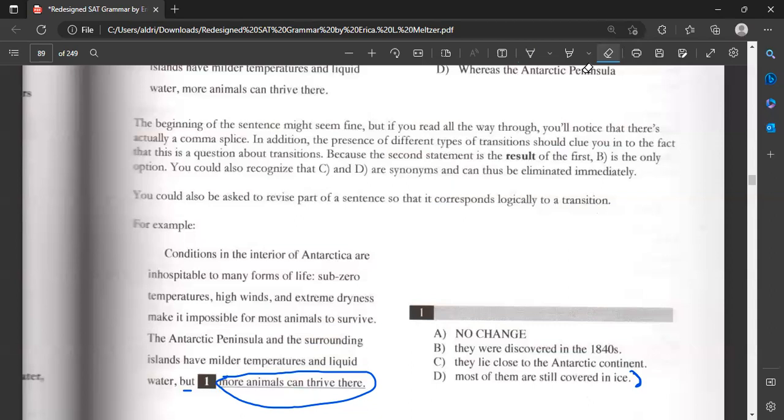This would be correct maybe if you're saying because they lie close to the Antarctic continent, they have bad conditions as well, maybe, but that's us assuming now. With the SAT, we cannot assume. That's the problem.